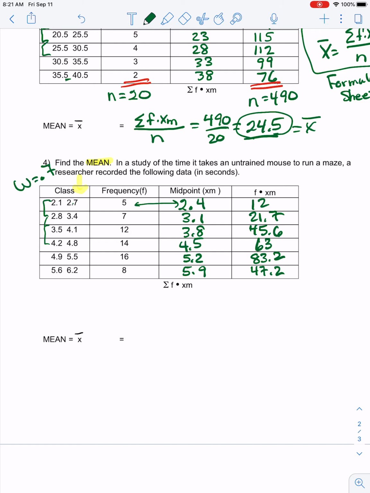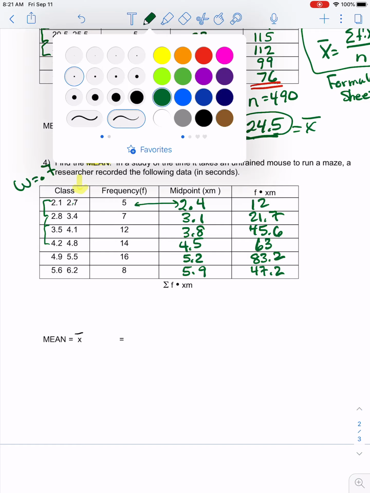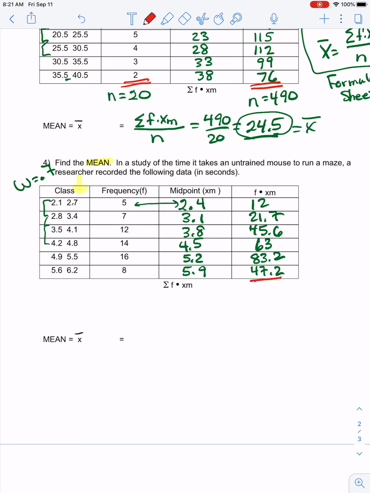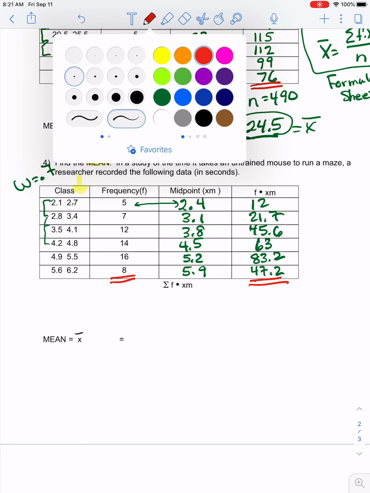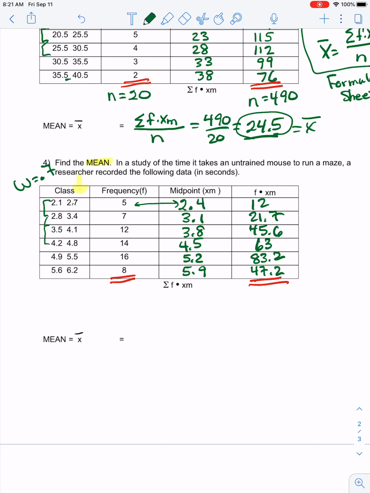Then we need to get two sums, because we're almost done. We need the sum of the f times xm column and the sum of the frequency. The sum of the frequency is 62. The sum of f times xm is 272.7. Then to calculate the mean, we do the sum of f times xm divided by n.